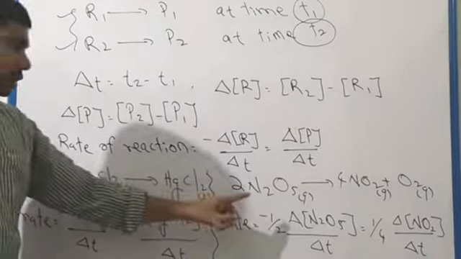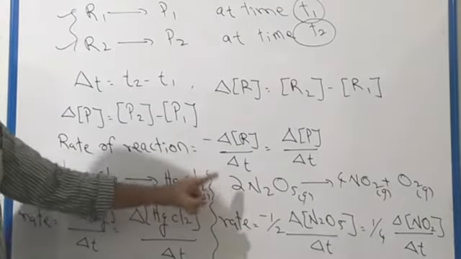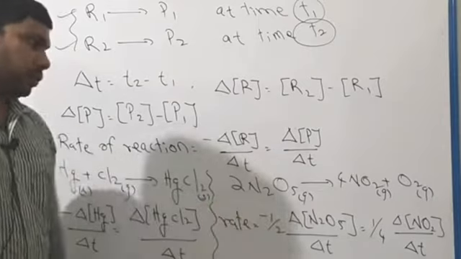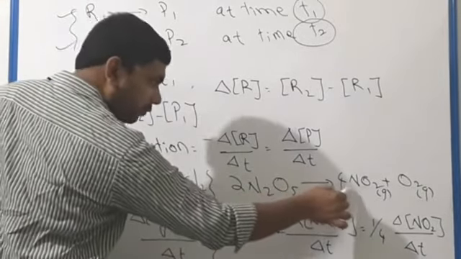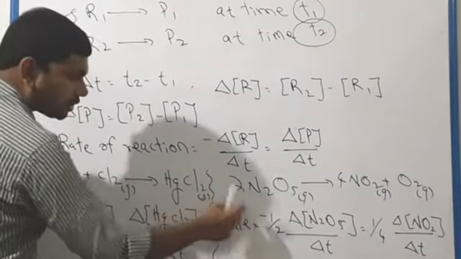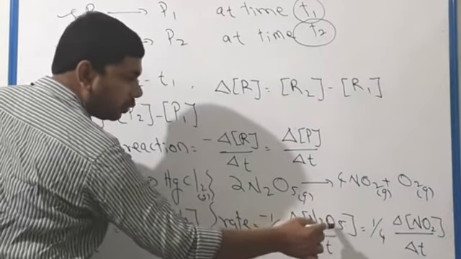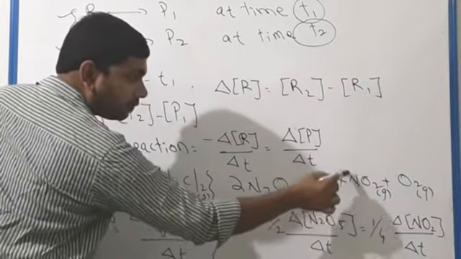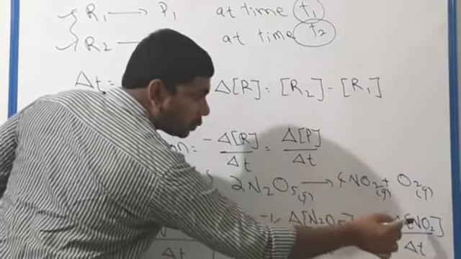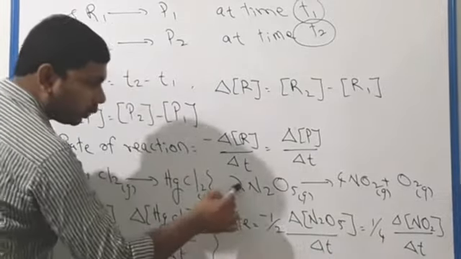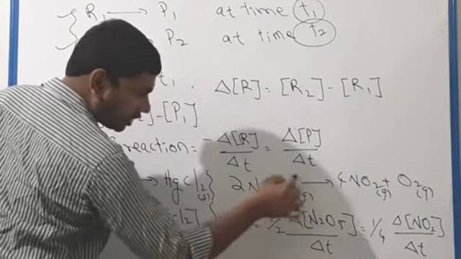Look here, another equation, 2N2O5 giving 4NO2 plus O2. Here rate of reaction, look here, not like the previous equation, there is 2 here, there is 4 here, like coefficients. So this coefficient we will write like this, half: 1 by 2 delta concentration of N2O5 divided by delta T. Here coefficient 4, so we will write here 1 by 4, 1 by 4 change in concentration of NO2 divided by delta T. So this coefficient we will write like this, 1 by 2 or 1 by 4. This negative sign is because this is reactant.